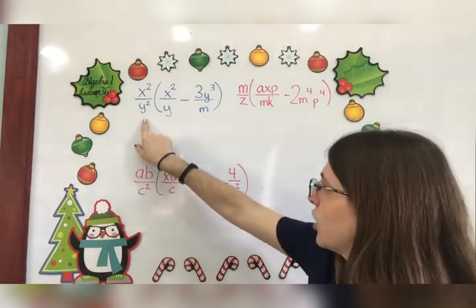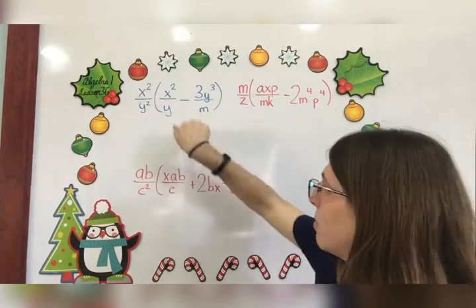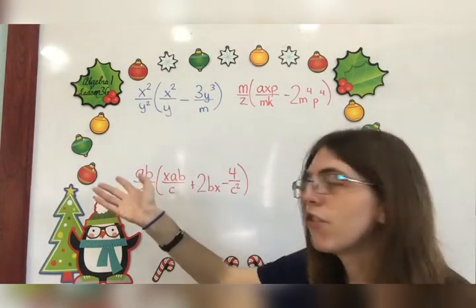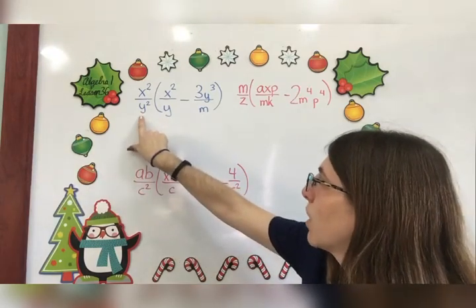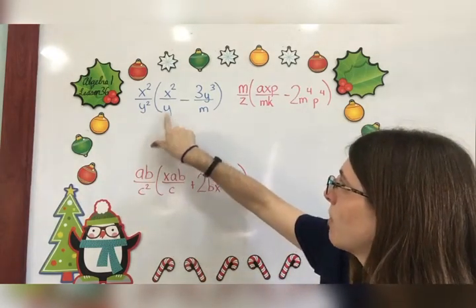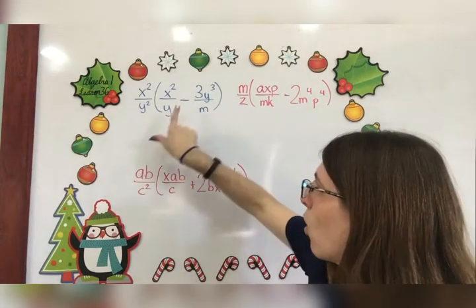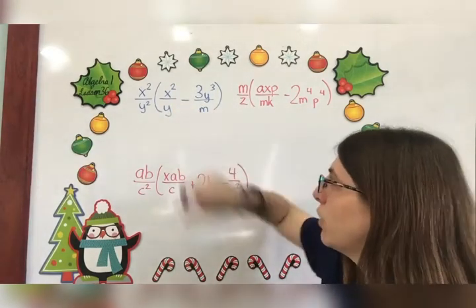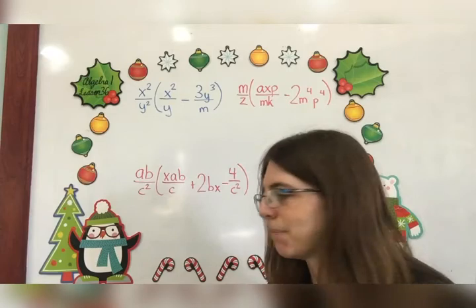So I'm multiplying, I need to simplify this, so I have to use the distributive property. I have to multiply x squared over y squared by this first term and then by the second term. Watch out for your sign, make sure you include it with the term that comes right behind it.